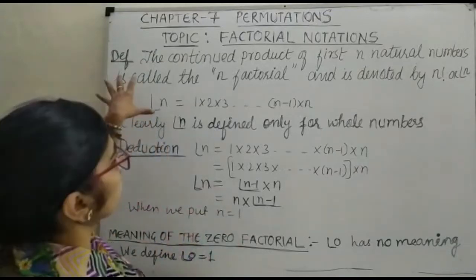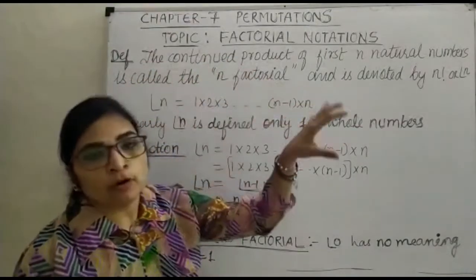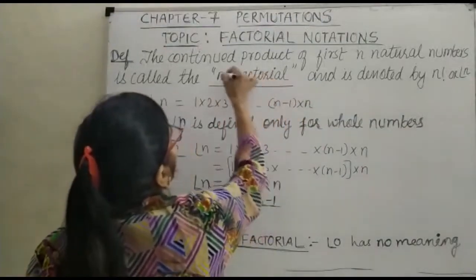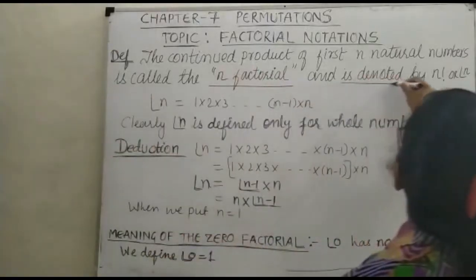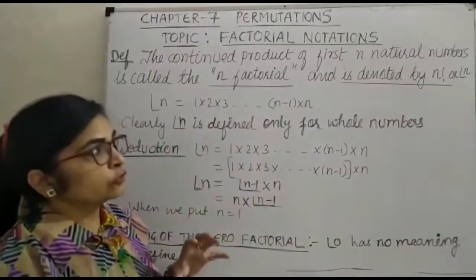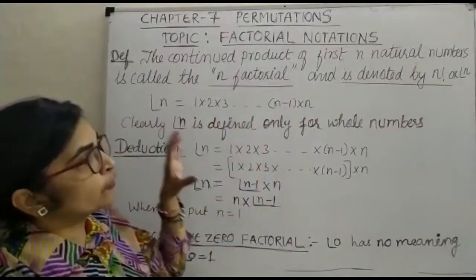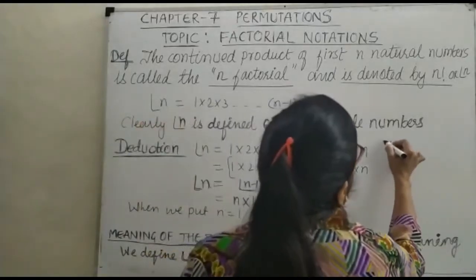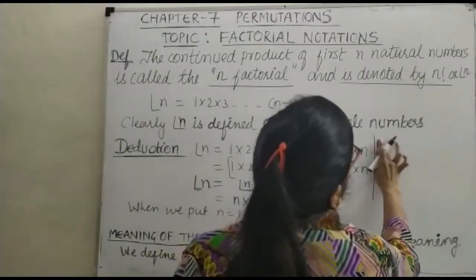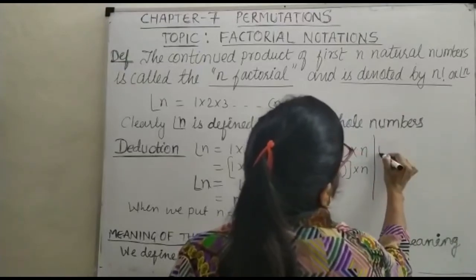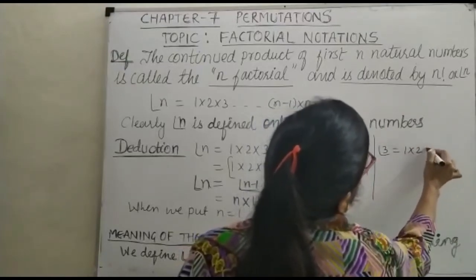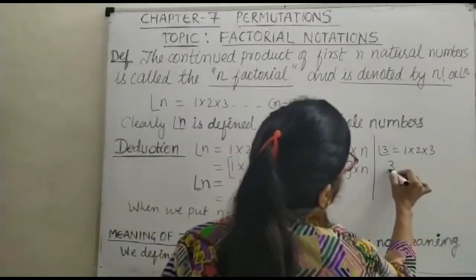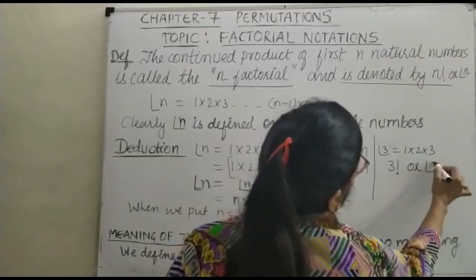You can see here by the definition, the continued product of first n natural numbers is called n factorial, and it is denoted by factorial n. For example, if it is 3, then factorial 3 can be written as 1 into 2 into 3. So the notation for 1 into 2 into 3 can also be written in this way, factorial 3.